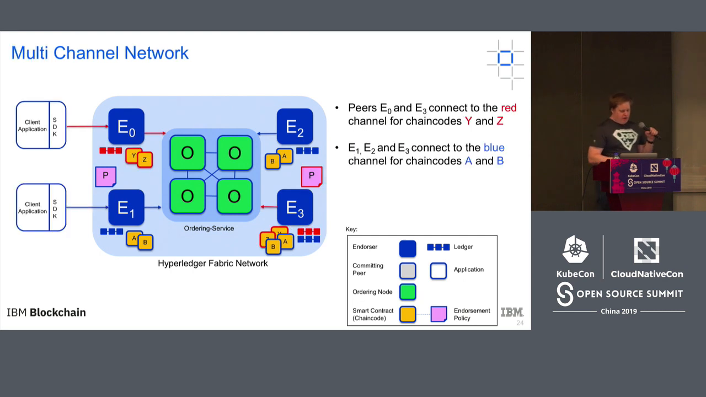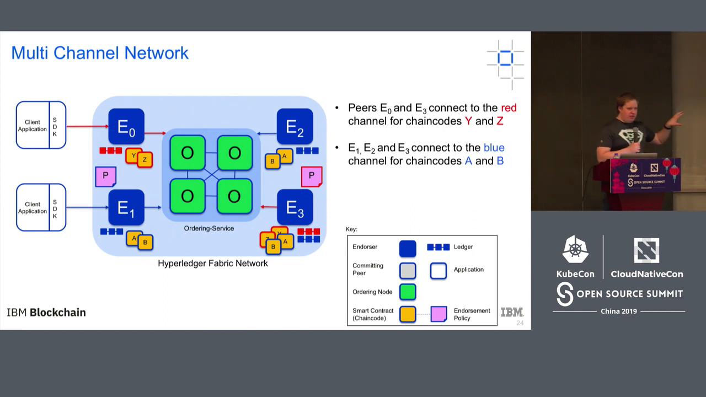Then if we go to a second multi-channel network, we can see that there's a blue ledger and a red ledger. E1, 2, and 3 have the blue ledger. E0 and E3 have the red ledger. And we can see that E3 has both the red and the blue ledger, and it also has both of the smart contracts, as well as the blocks for that particular ledger. And so you can see how the scalability can be improved.